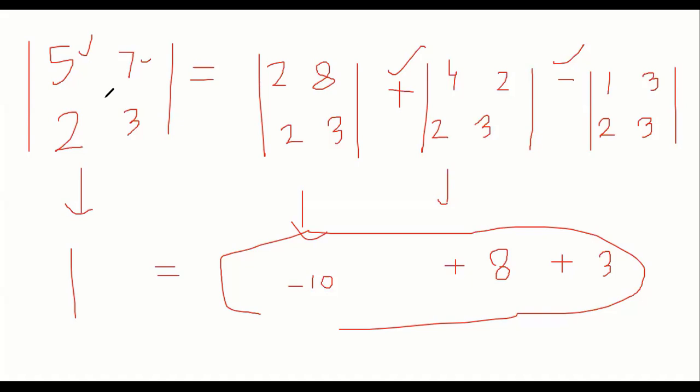At a time we can only split a particular row or a particular column. रो और कॉलम एक ही, एक से ज्यादा नहीं. नहीं तो पूरा चेंज हो जाएगा वैल्यू.